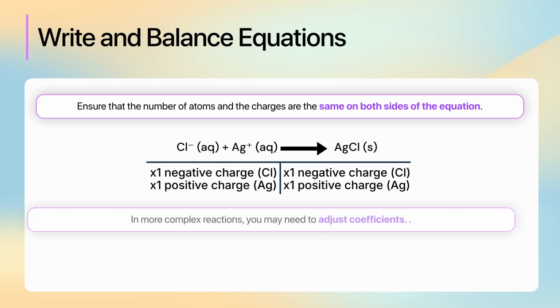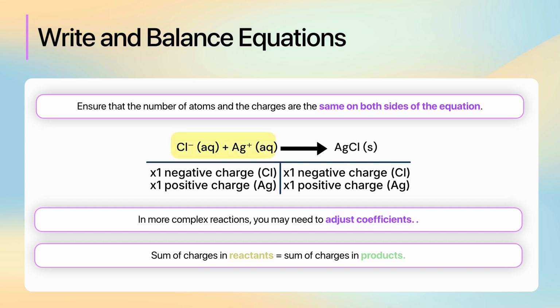However, in more complex reactions, you may need to adjust coefficients. Always confirm that the total charge on both sides of the equation is balanced. The sum of the charges in the reactants must equal the sum of the charges in the products. By following these steps, you can write accurate, balanced ionic equations. Let's practice some examples together to solidify this skill.